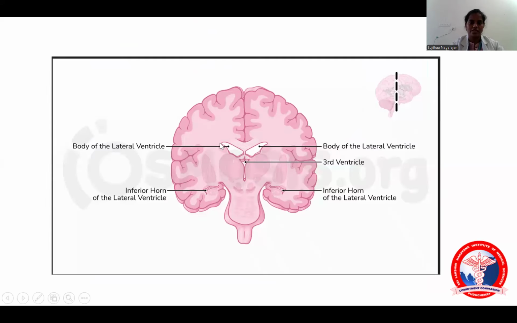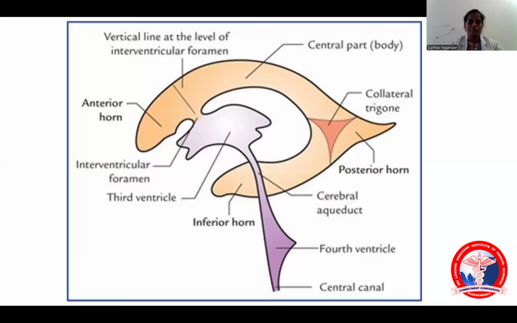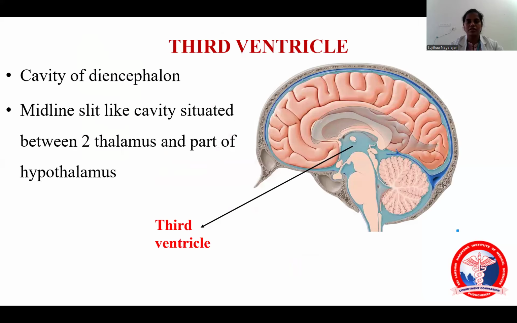Now here we can see the body, also called the central part of the lateral ventricle. Here we can see the inferior horn of the lateral ventricle. Now, as we know, in this picture we are able to see the parts of the lateral ventricle, which are the anterior horn, central part of the body, posterior horn, and then inferior horn. So we saw about the lateral ventricle. Now we shall see about the third ventricle.